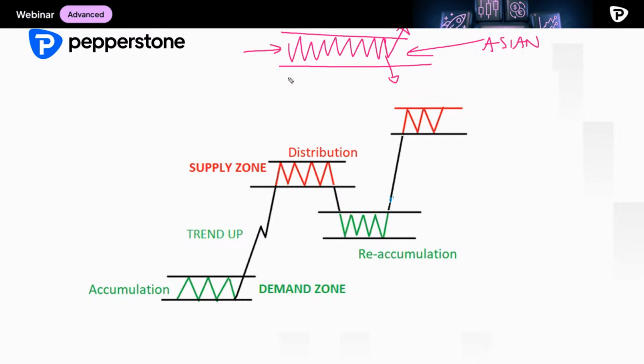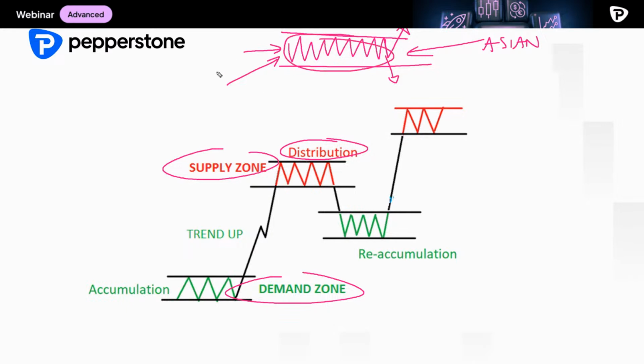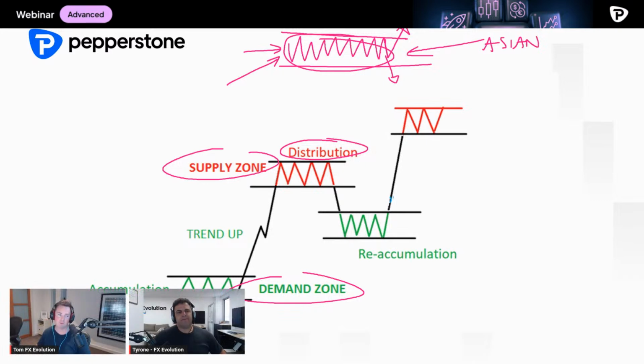Some people will call this consolidation a channel. Some people will call this consolidation accumulation or distribution. And some people will call this range supply or demand. They all mean very similar things, but Tyrone, it's important for us to be able to look for these zones, isn't it? Because what these show us is that the market is building a position, getting ready for a large move. And that's what we're really interested in, the large move. No one wants the small move. 100%. And I think it's important to actually understand what it is.